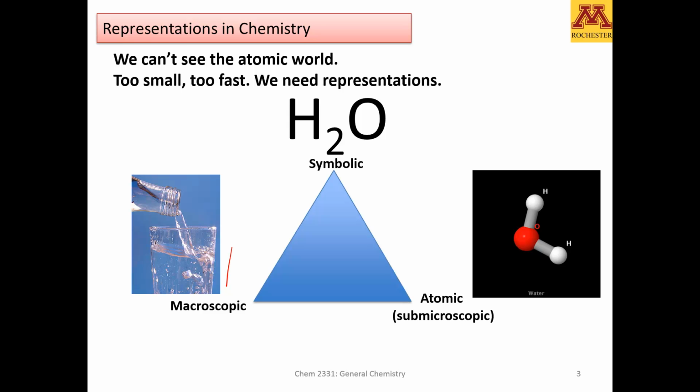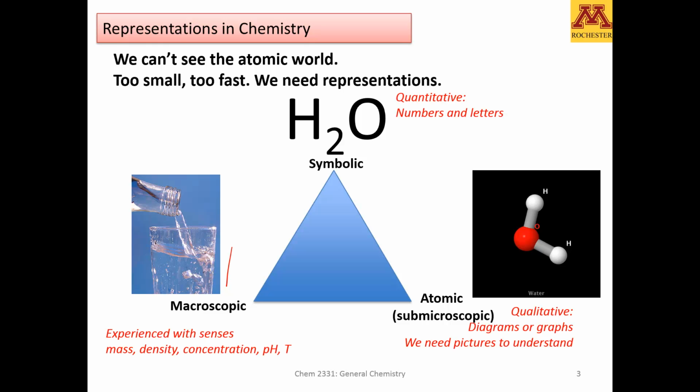So here we have three different kinds of representations that we use in chemistry: the symbolic, the macroscopic, and the atomic, also known as submicroscopic. The macroscopic is actually more of an experience that we see in the lab. It smells, we can touch it, we can measure it with instruments. There's also a qualitative, and that's important, it's a qualitative representation of molecules and atoms, and that's what this picture here represents.